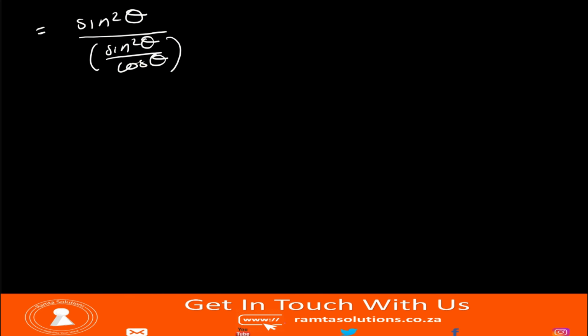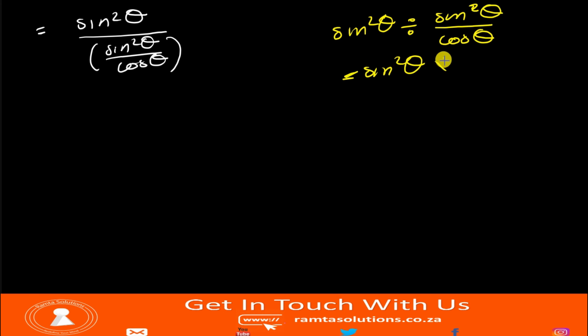With this one, I like telling students that sine square theta divided by sine square theta over cos theta is the same as sine square theta multiplied by cos theta over sine square theta. Hence, your answer will simply be cos theta. Can you guys see that? So this is how you attempt this question.